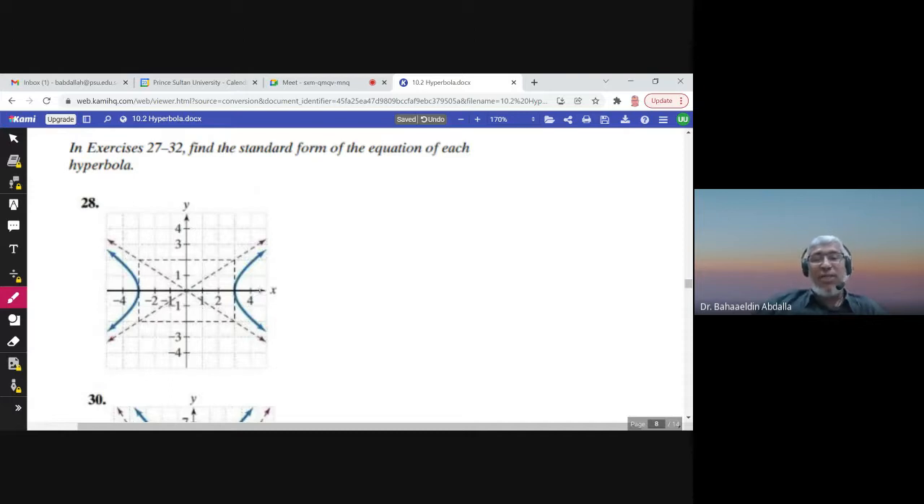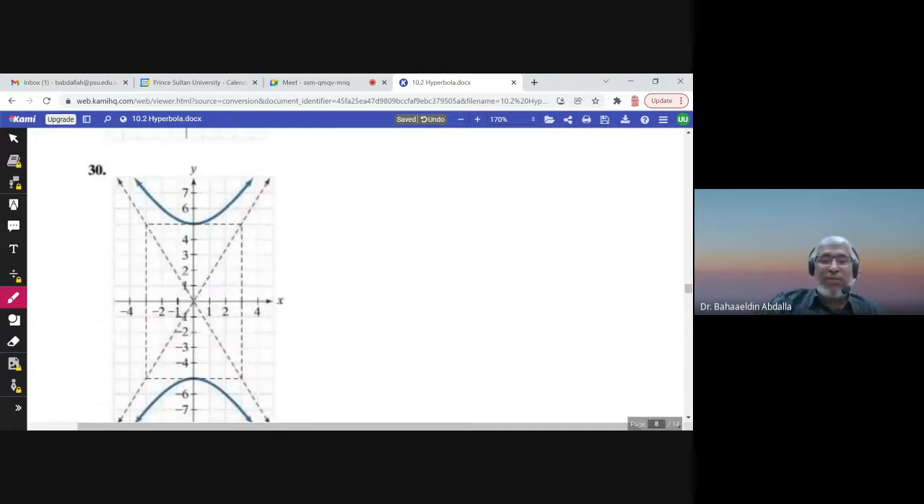Find the standard form of the equation of each hyperbola. This is a horizontal hyperbola, so the equation is x squared over a squared minus y squared over b squared equals 1. Also the center is 0, 0. Below x I have how many units here? 3, squared. And here I have 2, up to the fundamental rectangle, squared. So this is the equation of the hyperbola.